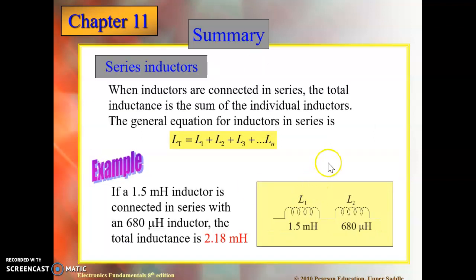So how do we deal with inductors? Inductors are pretty straightforward compared to capacitors. When inductors are connected in series, the total inductance is the sum of the individual inductors. The general equation for inductors in series is just like resistors in series. We just add them up. So here's an example. You have L1 and L2, and they're asking you for the total inductance. So you would add them up, right? And then you get the units in henries.